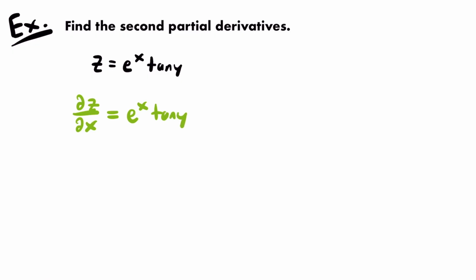Okay, so that was easy enough, but now let's find the partial derivative with respect to y, or dz dy. So now, e to the power of x will be treated as the constant because we're treating x as a constant. So we just have some number or some coefficient in front of tangent y, which is what we actually want to take the derivative of since it's in terms of y. And remember that the derivative of tangent is secant squared. So for dz dy, we keep that e to the power of x, and then the derivative of tangent y is secant squared y. All right, so that would be the partial derivative with respect to y.